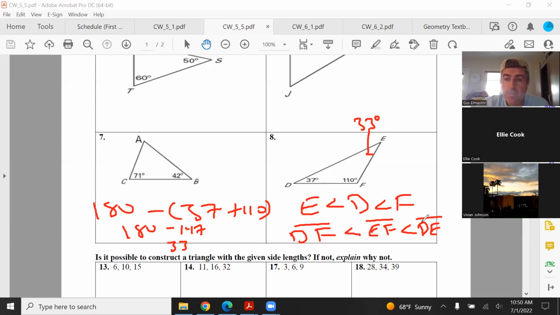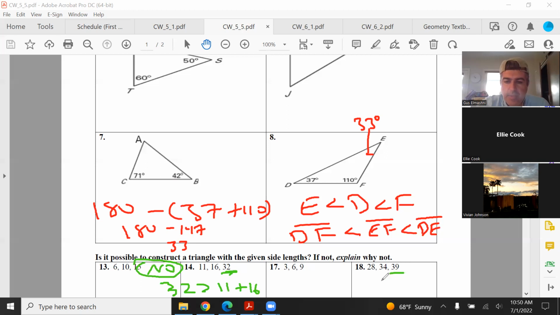Okay, so questions about number 8. I'll leave that up if you're still copying it. The biggest side here is obviously 32 from number 14. 32 is bigger than 11 plus 16. The triangle would collapse. You cannot have a triangle there. So the answer is no.